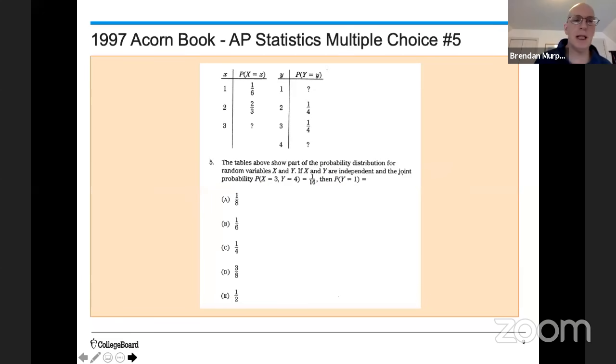So this is an oldie but goodie. This is from the 1997 exam, actually the Acorn book. And I actually sometimes give this to my students before we've talked about random variables.